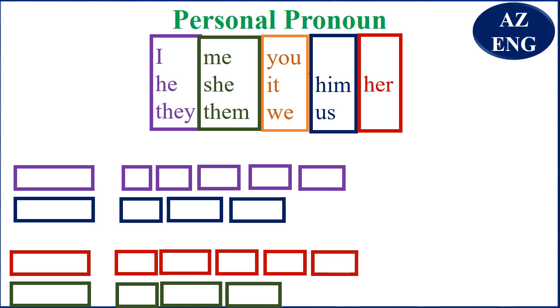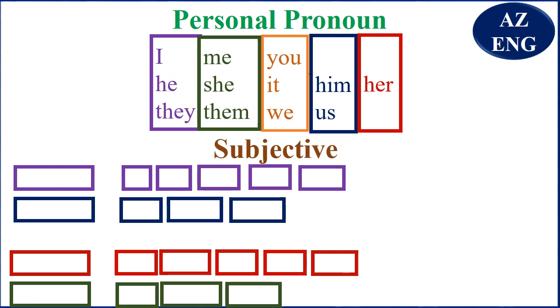So if you want to memorize them, you read the words like this: I, me, you, he, she, it, him, her, they, them, we, us. I, me, you, he, she, it, him, her, they, them, we, us. Like that. Good.